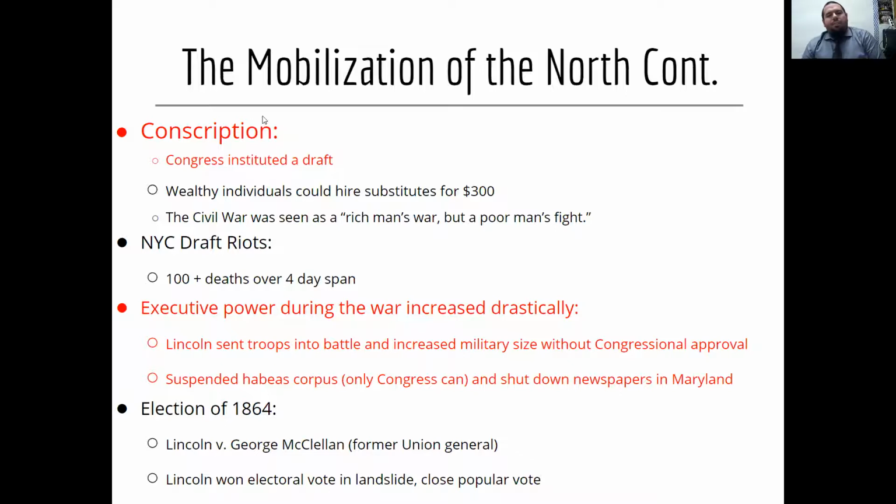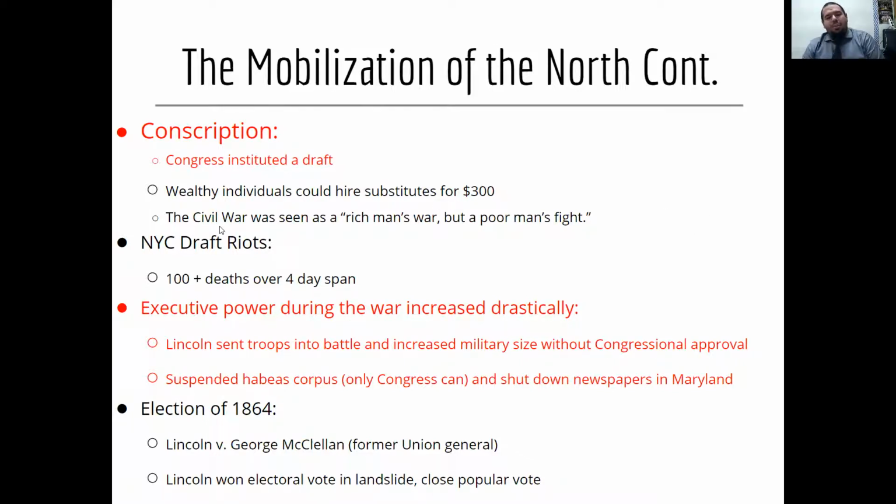Mobilization of the war continues. Conscription, know that word, it means a military draft. However, wealthy individuals could hire substitutes for $300, basically paying your way out of the war, buying yourself freedom from fighting. The Civil War was seen as a rich man's war, but a poor man's fight. Again, the rich, if they had the money, they didn't have to fight. They could pay for a substitute to fight for them.